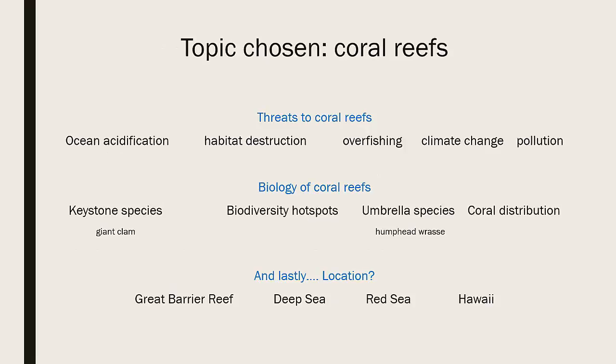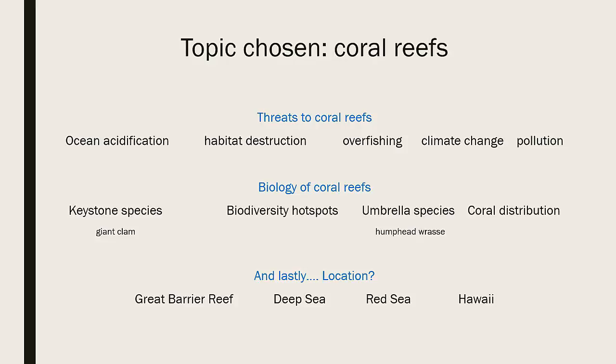So for this example, we're going to choose the topic of coral reefs. And basically you can think of it as, especially for environmental science, we have this overarching problem of every kind of ecosystem being threatened. So here we have about 5 different ways that coral reefs have been threatened across the globe: ocean acidification, habitat destruction, overfishing, climate change, and pollution. So what you would want to do is pick one of those to focus in on.